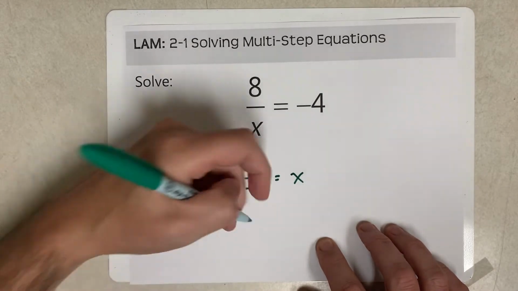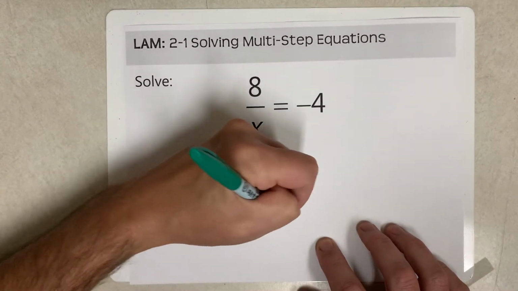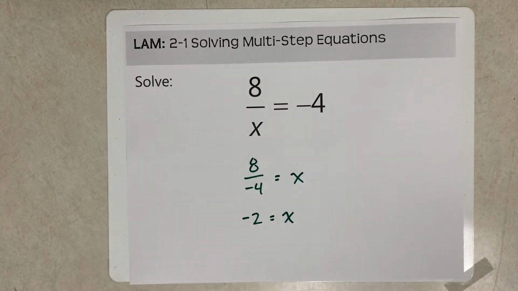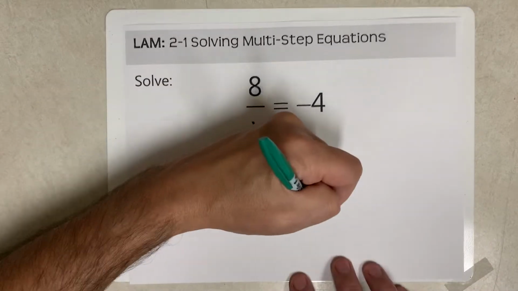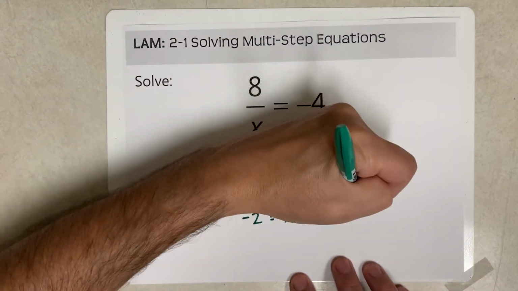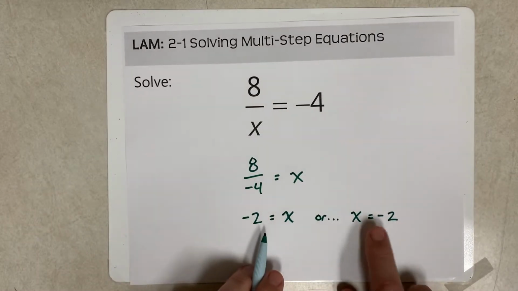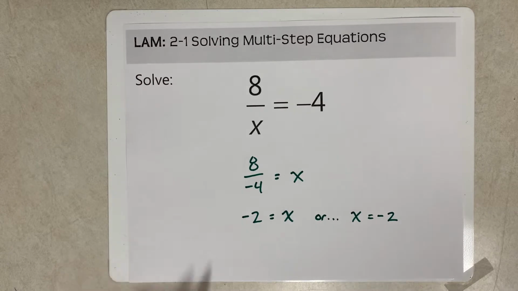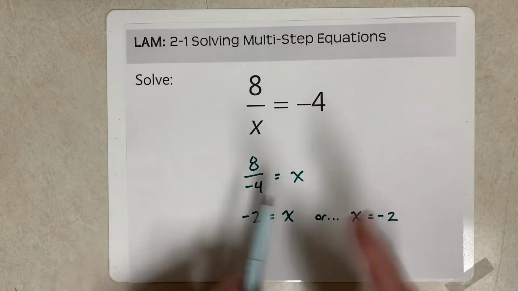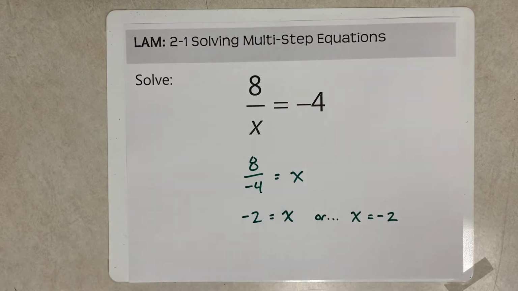8 divided by negative 4 is negative 2. And so now, easily, I can get the answer of negative 2. Or you can write it as x equals negative 2. I don't really mind which way you write it. Most people are going to write it like this, but it doesn't matter because it's what x equals, and since that's an equal sign, you're free to switch them however you want. No problem.